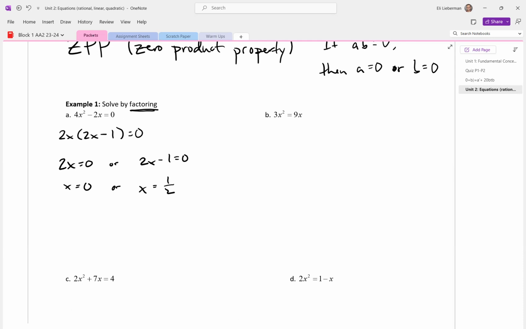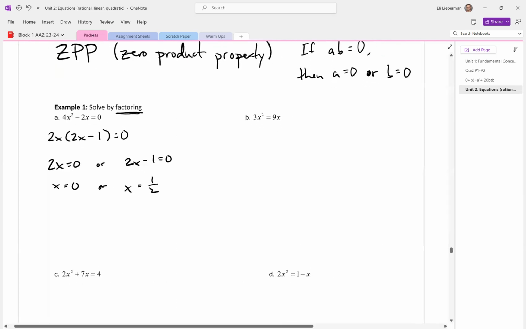And technically, this really is kind of silly. We have 2x equals 0. We have 2 times something times something equals 0. x could be equal to 0. So immediately you don't have to say 2x is equal to 0. So it's up to you though.